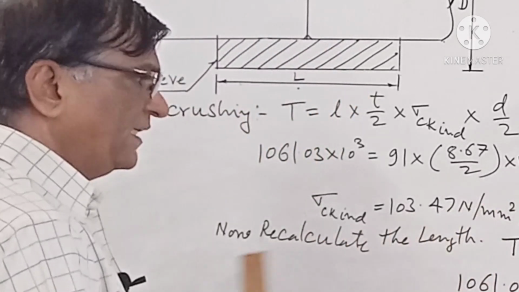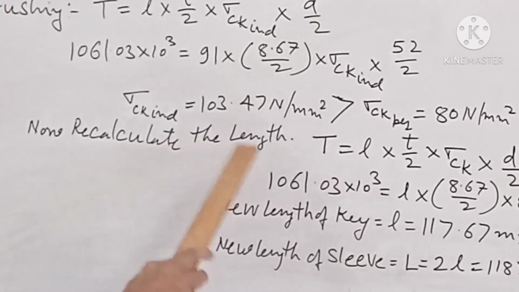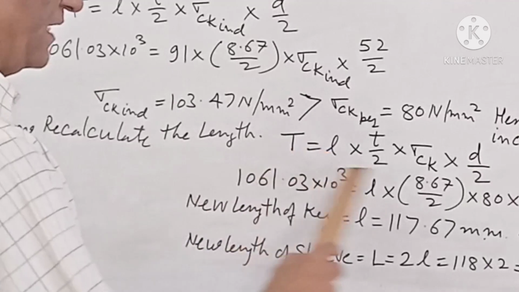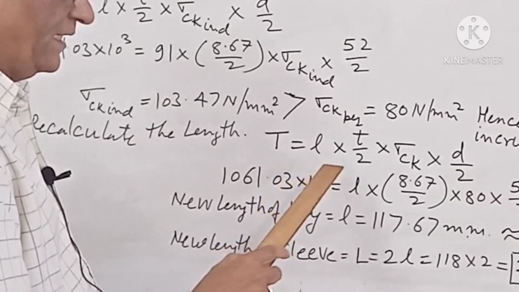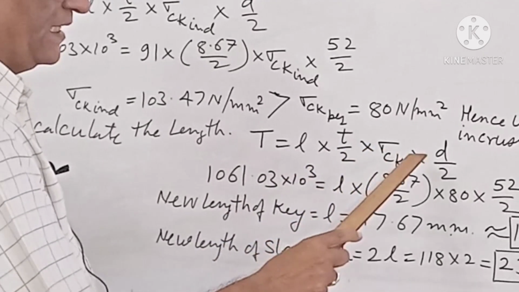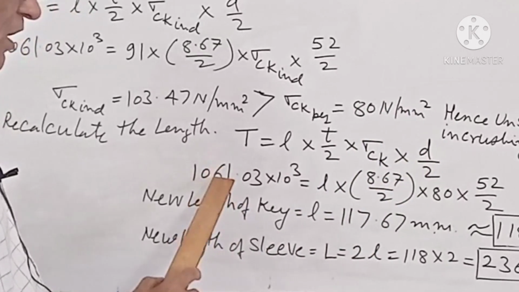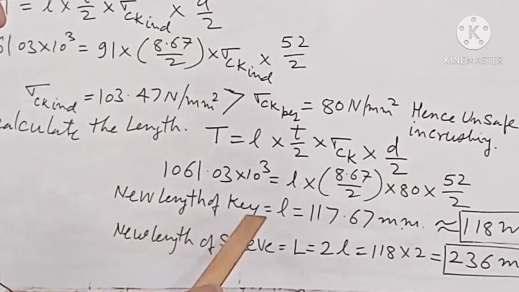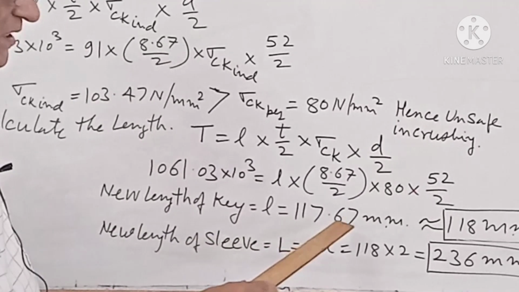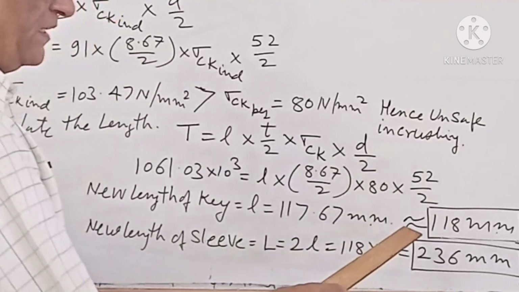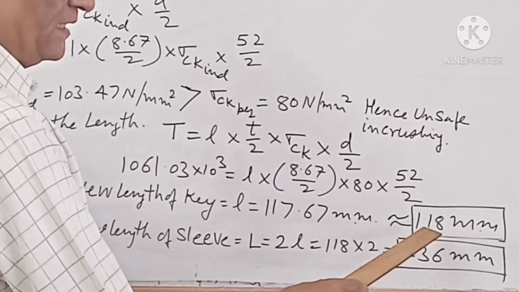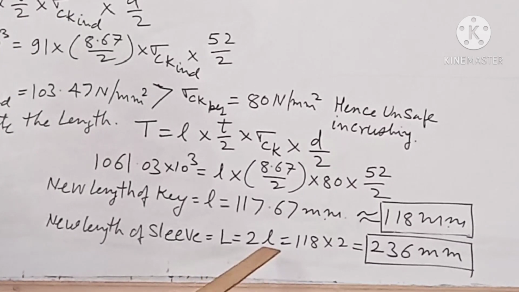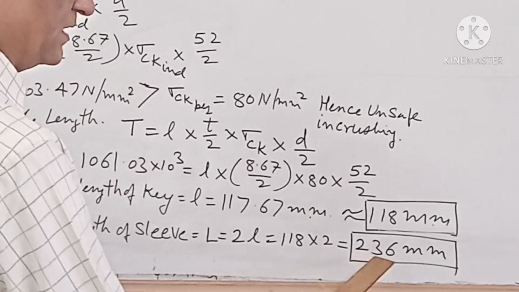Now we will recalculate the length by considering crushing. The new length is calculated by this equation. Torque is equal to L into t by 2 into sigma Ck multiplied by d by 2. Putting the value of torque, thickness, sigma Ck and diameter, we will calculate the new length. That comes out to be 117.67 millimeter. Say we will take 118 millimeter, and the new length of the sleeve, that is L, is equal to twice the length of the key. That comes out to be 236 millimeter.